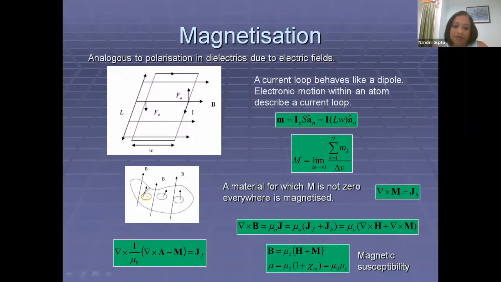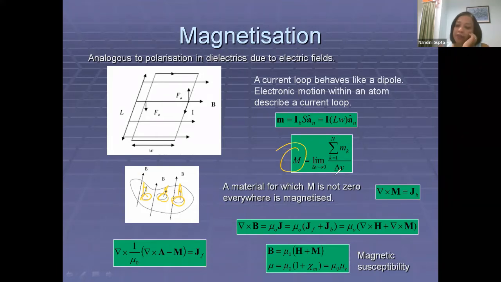So, for example, if these are your individual magnetic dipoles, the direction of the dipole is in this direction, and you can find this as I times L times W, which is the area of the loop, times the unit vector in the N direction. So the total magnetization, just like polarization, would be the sum total of all the magnetic moments in a volume delta V. So summation of m_k divided by delta V in the limit delta V tending to 0.